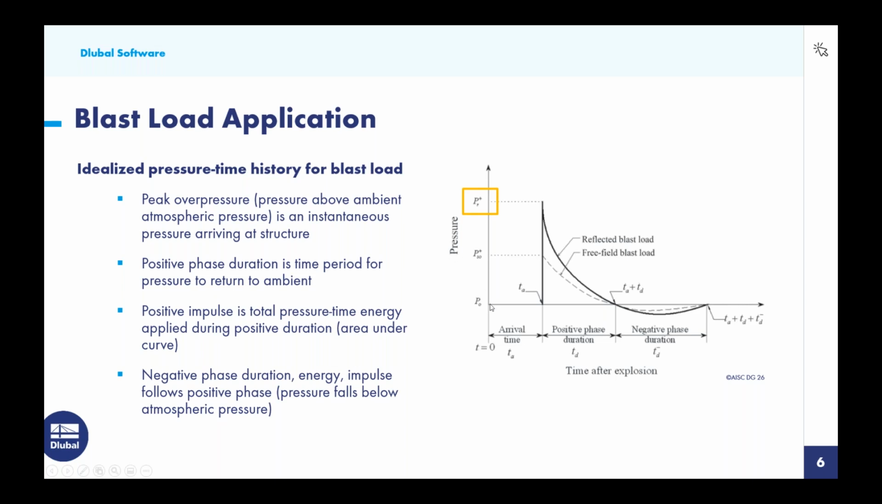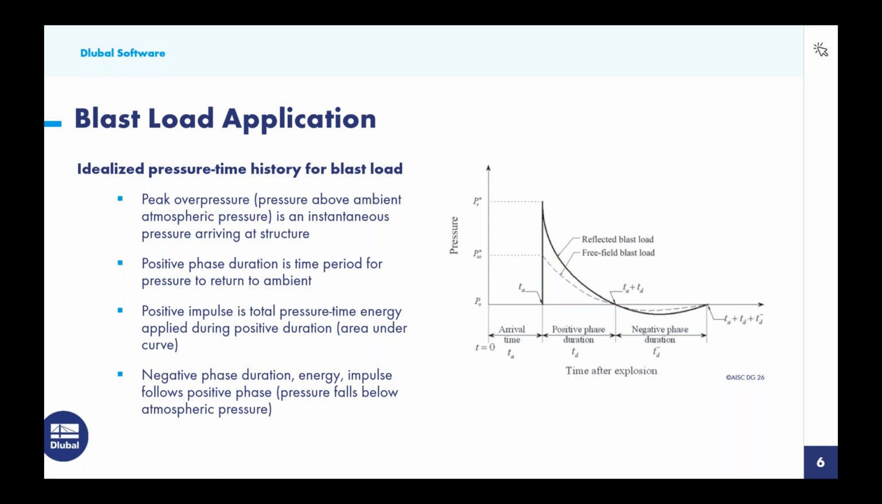So we can see within this diagram, we have a short period where nothing happens until the time of arrival, and then that instantaneous rise for the peak overpressure applied to the structure. The positive phase duration is the time period that it takes for the pressure to return back to ambient, or back to zero, and we can see that indicated in the positive portion of the diagram. We also have what's called the positive impulse, and this is the total pressure time energy applied during the positive duration. So this is the area under the curve.